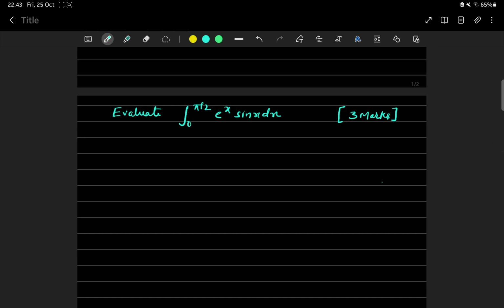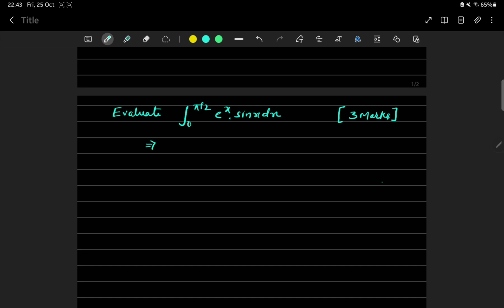Okay, so there is another question, that is, evaluate the integral from 0 to pi by 2 of e to the power x times sin x dx. Now students, basically this is a question of indefinite integral, but in the board examination it has been asked as a definite integral. So what we'll do, we'll try to solve it using indefinite integral. So first we will find the indefinite integral of this function.